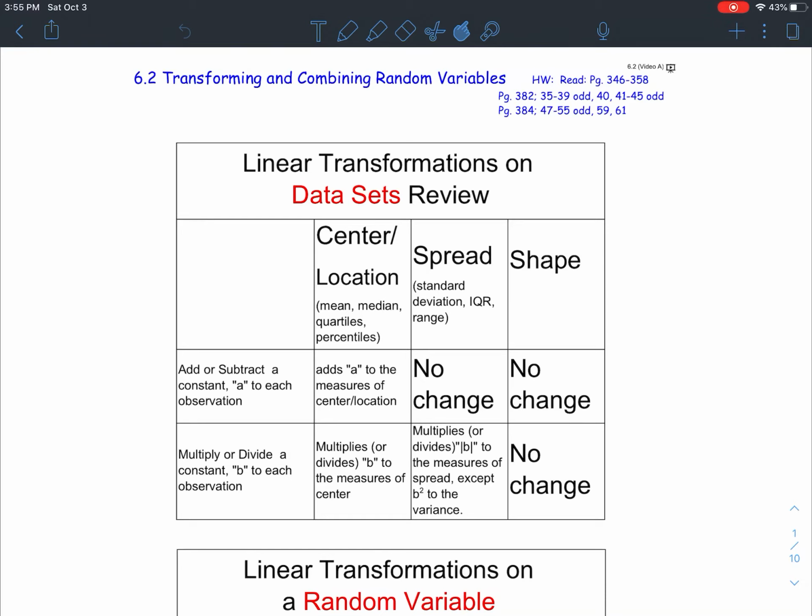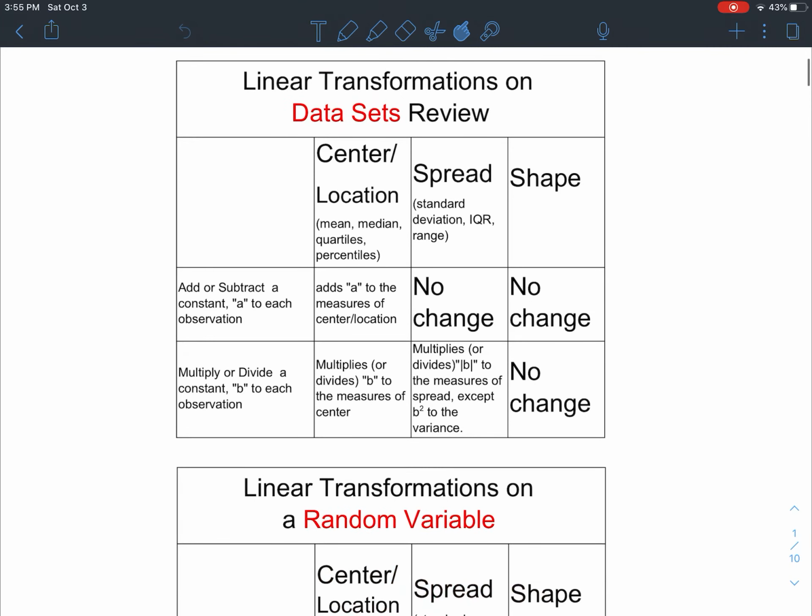Okay, we're going to be starting section 6.2 here today. This is discussing if you have random variables, what happens if you were to transform a random variable by adding, subtracting, multiplying a value to the random variable, and then also what happens when you're combining two random variables.